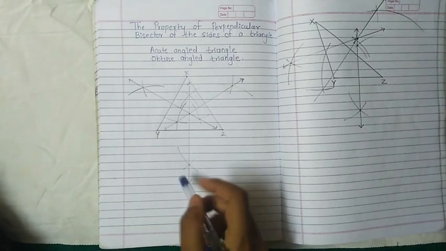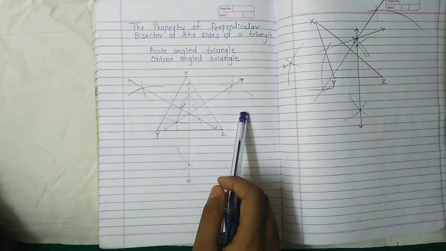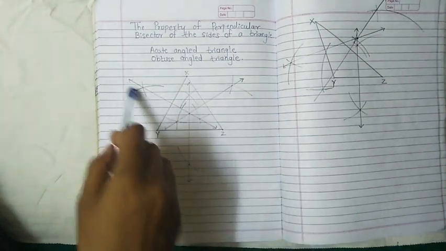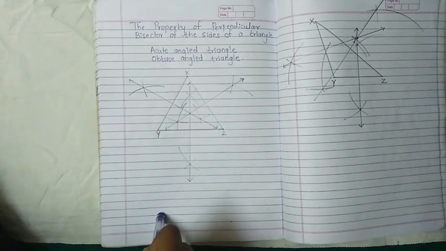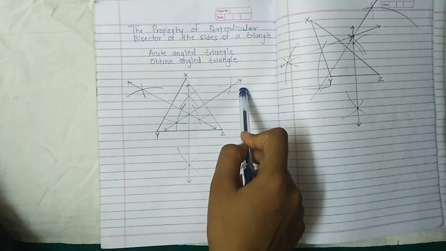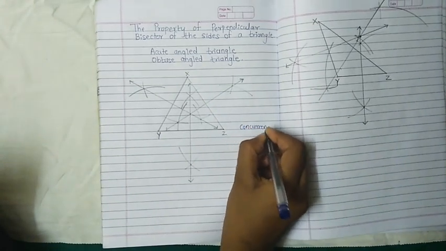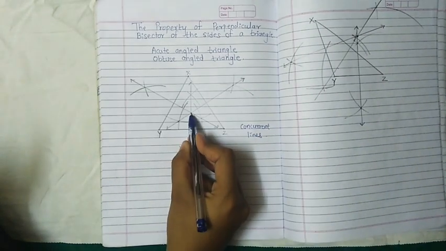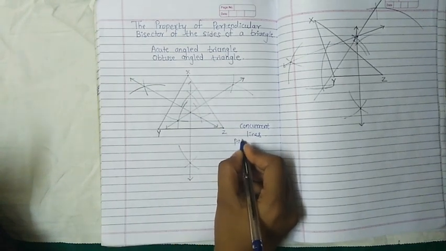Now children, we will come to our first triangle, that is the acute angle triangle. Now what have you observed here? Yes, these three lines are passing through only one point. And such lines, what do we call them? Yes, concurrent lines. Isn't it? And the point which we get here, what do we call that? Point of concurrence.